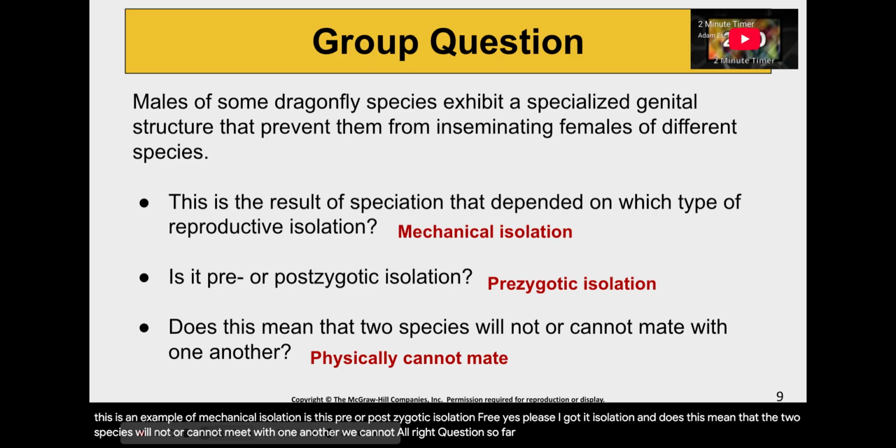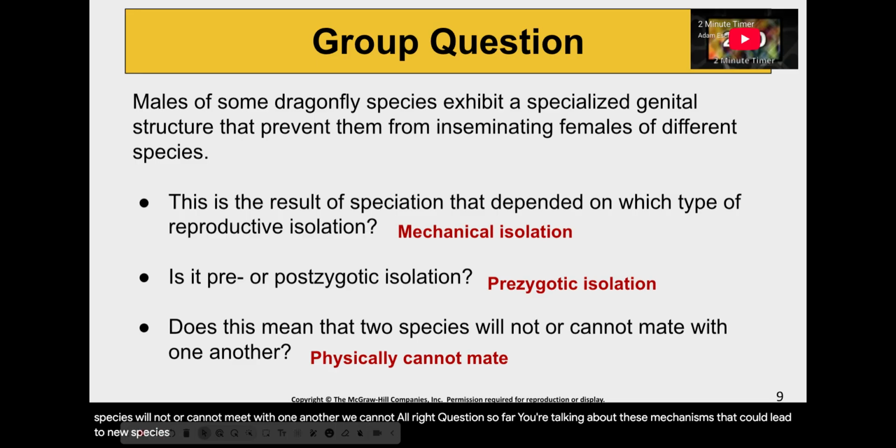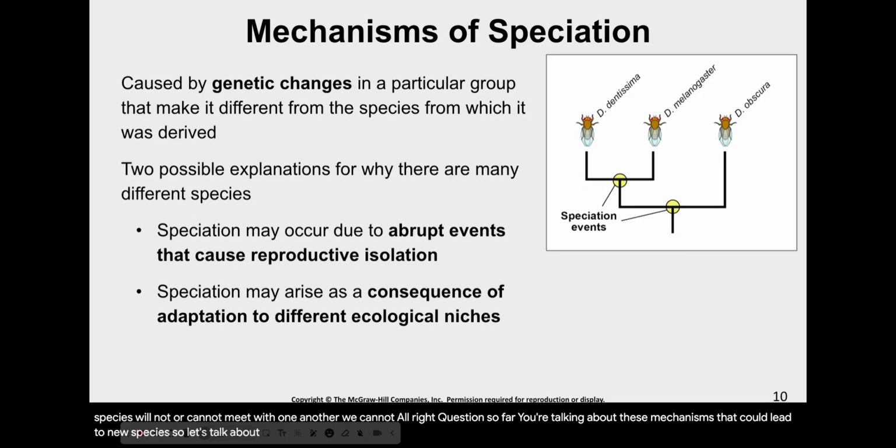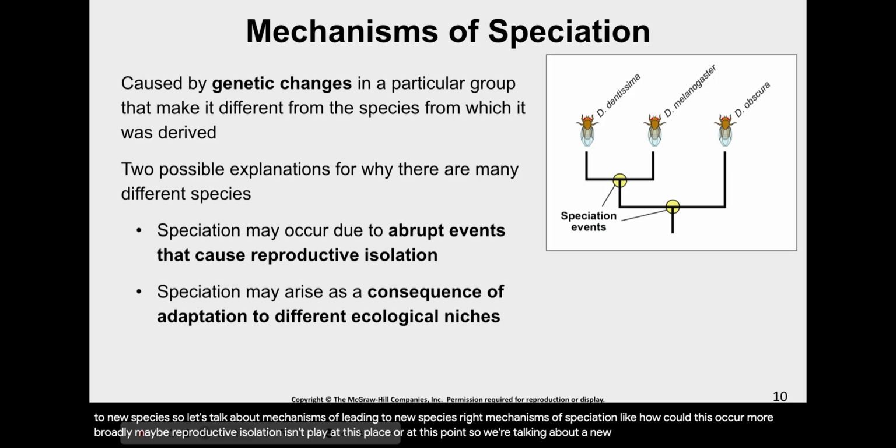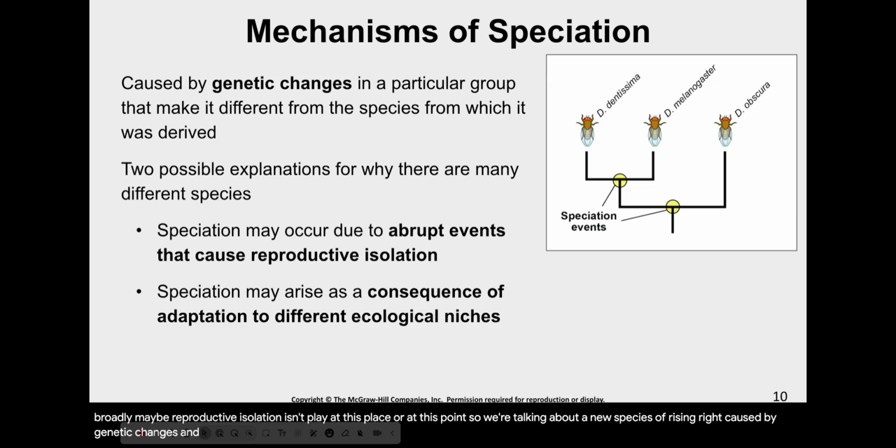All right. So we're talking about these mechanisms that could lead to new species. So let's talk about mechanisms of speciation. Like, how could this occur more broadly? Maybe reproductive isolation is in play at this point. So if we're talking about a new species arising, typically it's going to be caused by genetic changes, and it's typically small genetic changes that will accumulate over time.